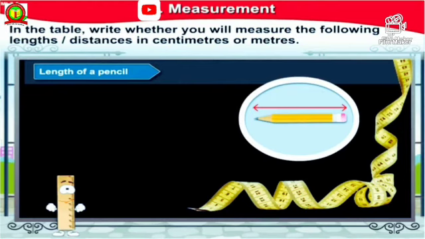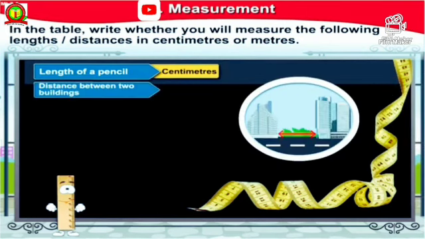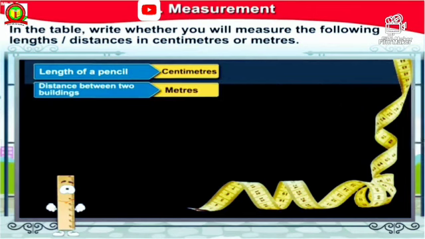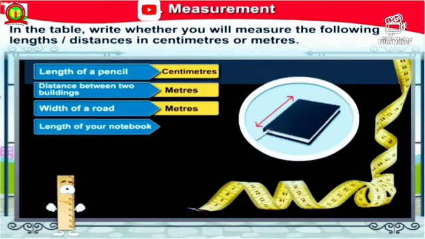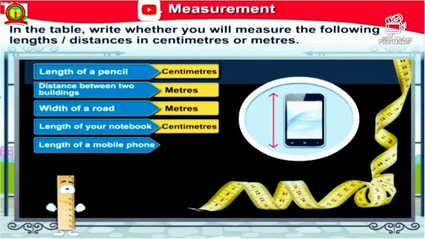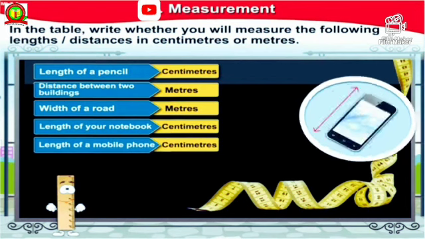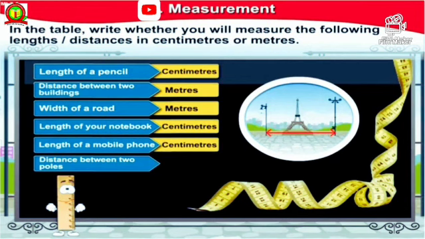Length of a pencil. Well, that has to be measured in centimeters. Distance between two buildings. That has to be measured in meters. Width of a road. That has to be measured in meters as well. Now the length of your notebook. Can you take a guess? You're right, we'll measure it in centimeters. Length of a mobile phone. That's correct. It has to be measured in centimeters. Distance between two poles. That has to be measured in meters.